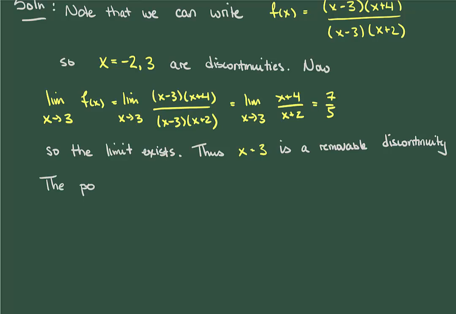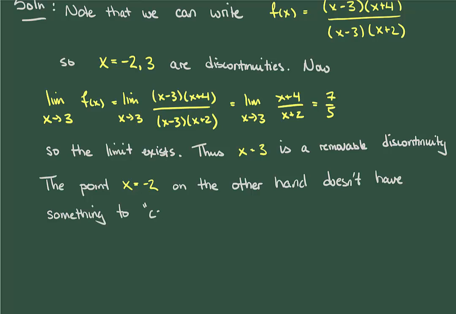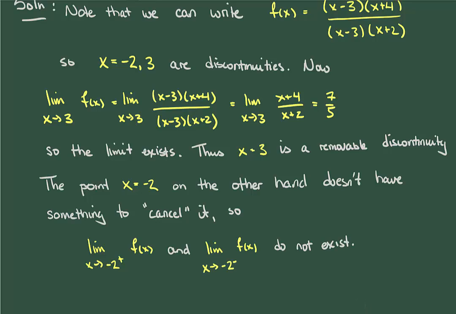In the case when x equals negative 2, there's no term in the numerator which can cancel out this singularity. This in turn will imply that the limits from both the left and the right will fail to exist, hence making x equals negative 2 an essential discontinuity.